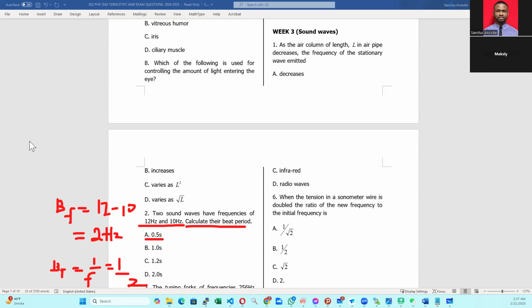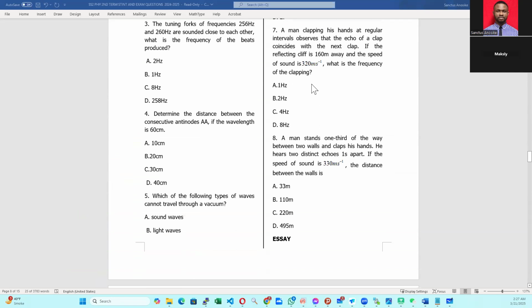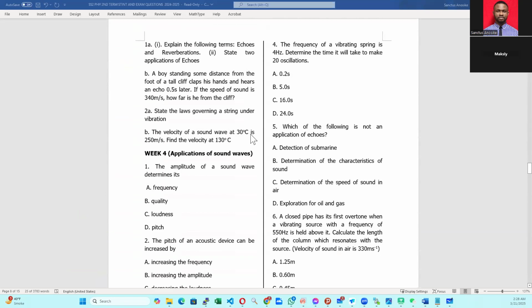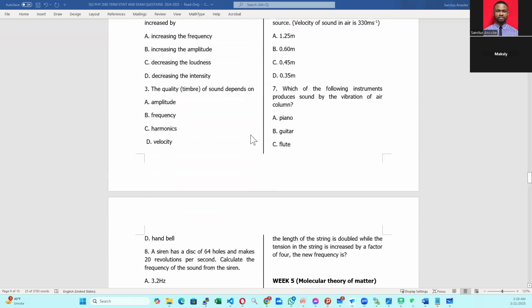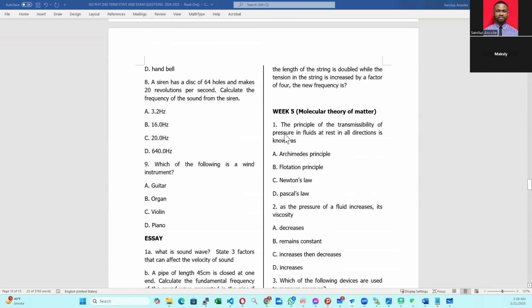All right, so I guess other questions, remember the formula to use when it comes to echo: V equals 2D over T. Don't forget the formula. Look at this one. Power. All right, so we're going to stop here. I believe all the things here, vibration of air column: which of the following instruments produces sound by vibration of air column? That is flute.